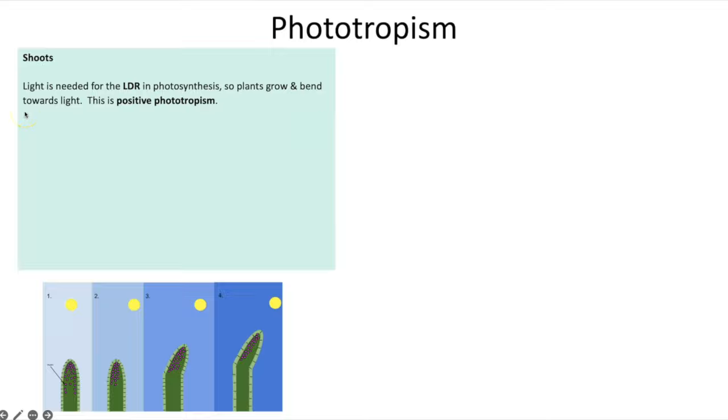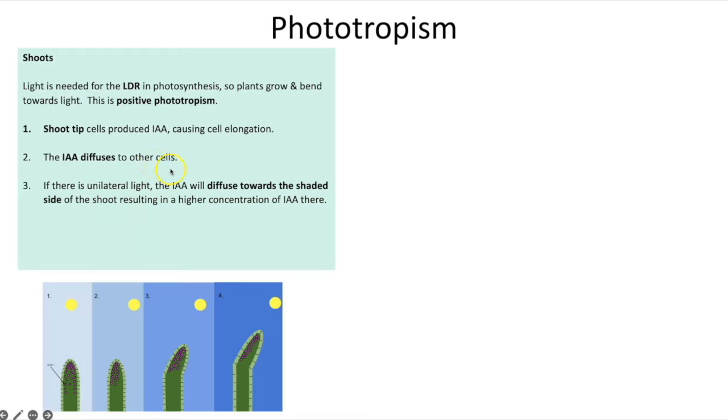In the shoot, light is needed for the light-dependent reactions in photosynthesis and the leaves, which are going to be branching off the shoots. So it's an advantage, an adaptation, that the shoot part of the plant will bend towards the light source, a positive phototropism. And the way this happens is IAA is produced in the shoot tip. The IAA is able to diffuse to other cells where it isn't produced and cause cell elongation.